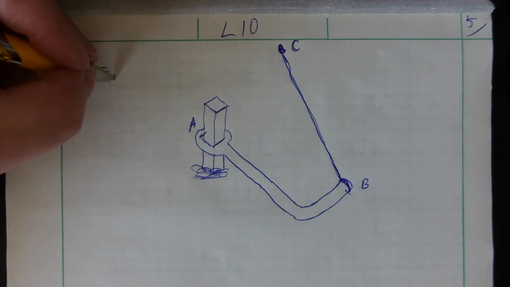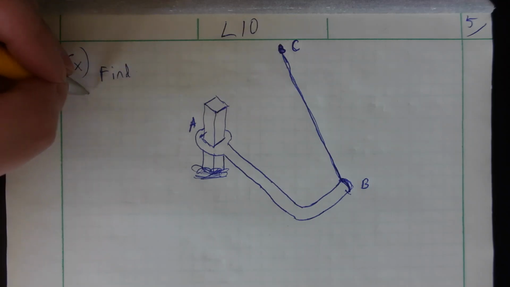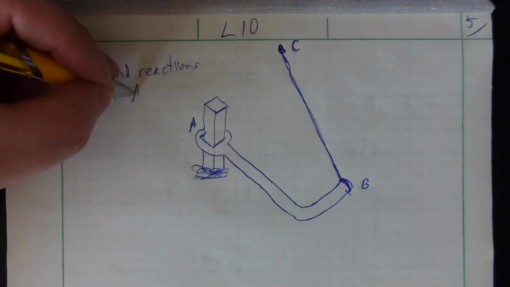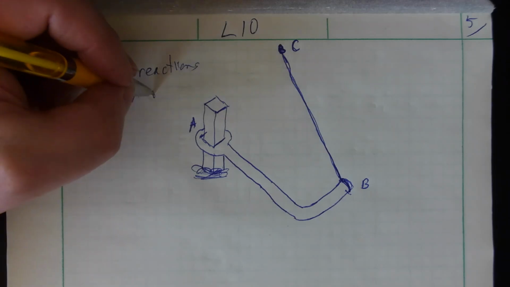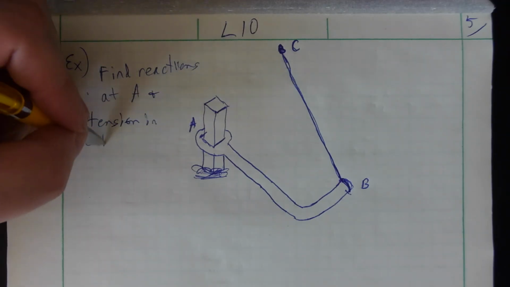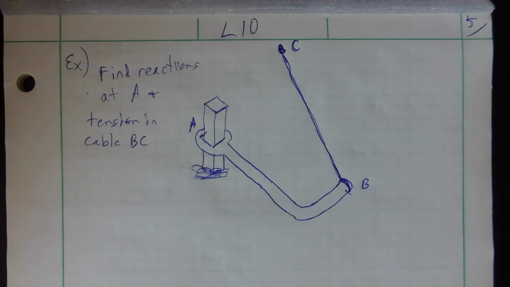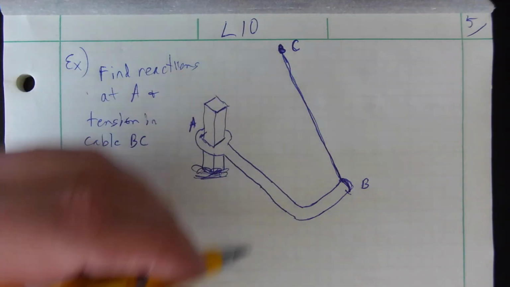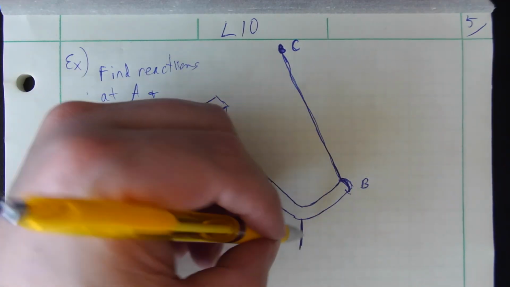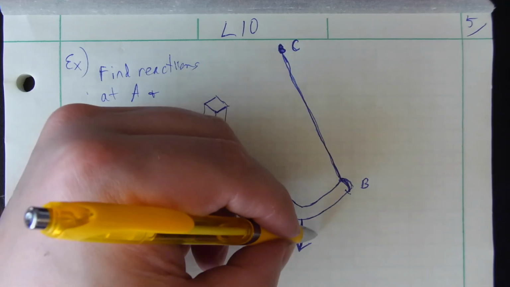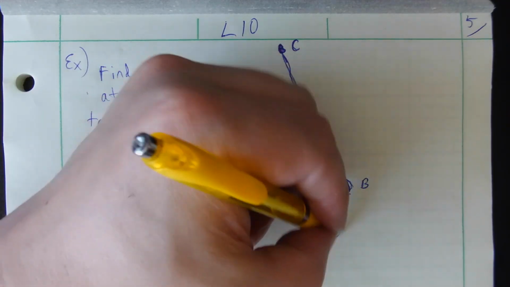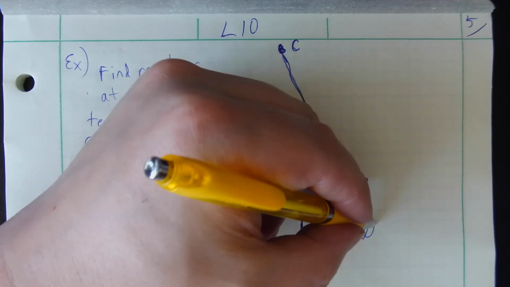what we want to do, let's just say what we're looking for. Find the reactions at A and tension in cable BC. Now we need to also go ahead and load this up with a force. There's a force right here at this elbow, straight down in the Z direction, minus 45 in the K direction, pounds.